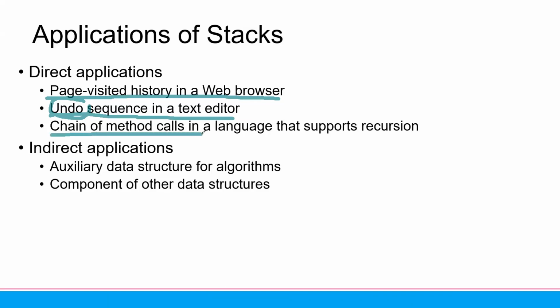Or it's a chain of method calls in a language that supports recursion. So if you are using recursion, then you can also use this kind of stack mechanism. Some indirect applications might be auxiliary data structures for algorithms. Later, maybe we will learn about graphs. In a graph, you can use a stack. Or some other components of other data structures. Let's say if you use a tree, there's also a possibility to combine tree and stack.